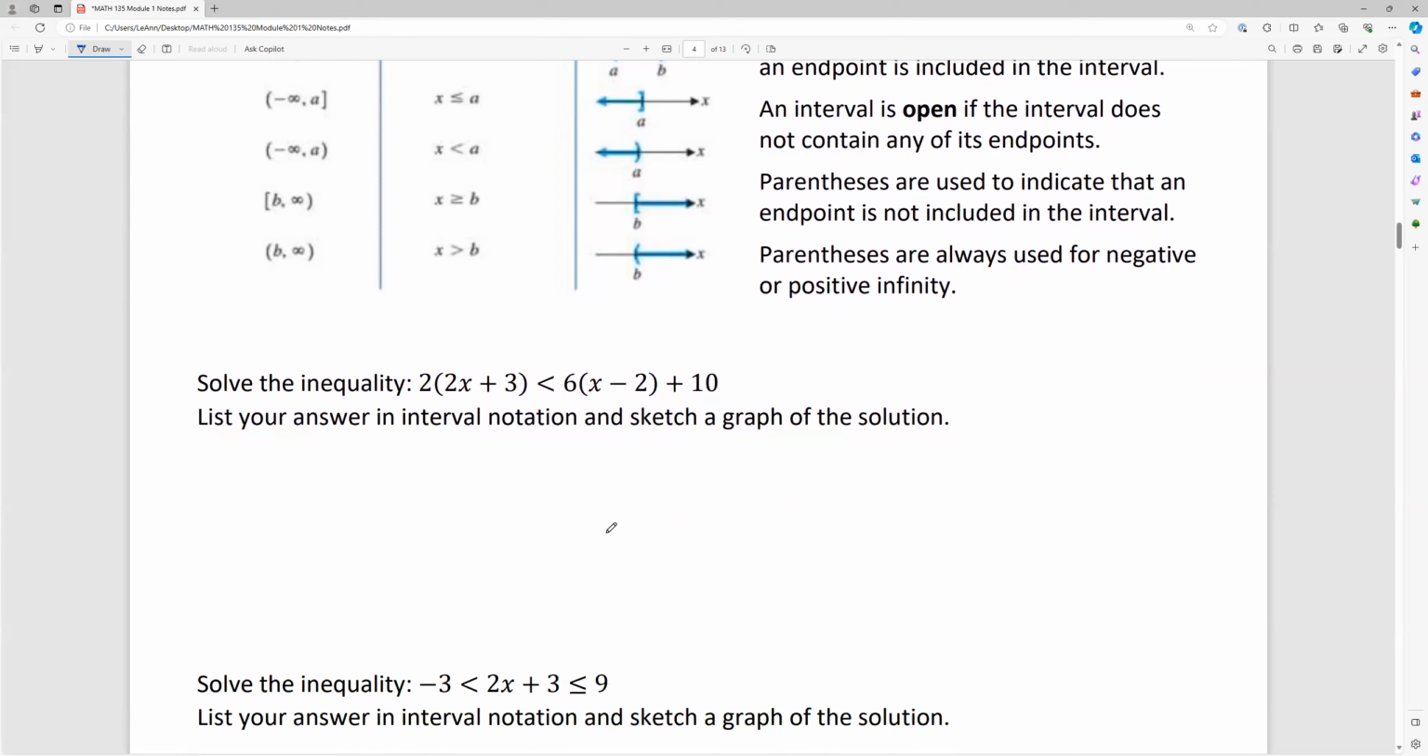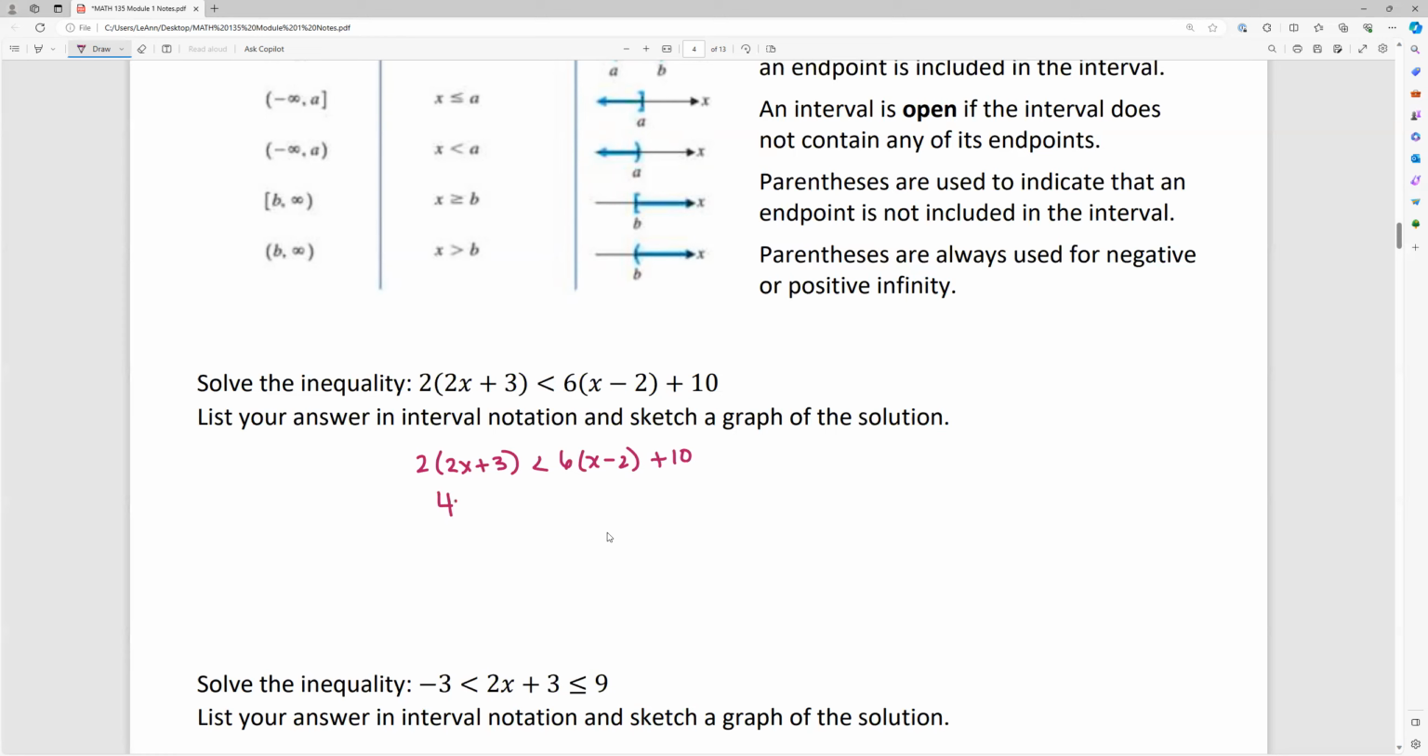So let's go ahead and solve this inequality. We're going to write the answer in interval notation and then sketch a graph of the solution. The first thing I note on this one, I'm going to rewrite it, is that I'm going to have some distributive property to take care of right away. So we can solve for x. And pretty much we solve the same way we solved equations unless we encounter dividing or multiplying by a negative. That's when we have to worry about the direction of our inequality.